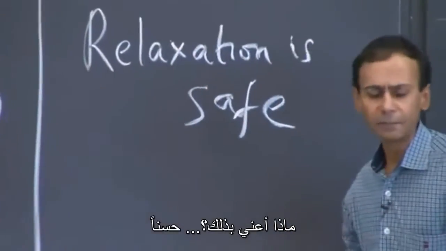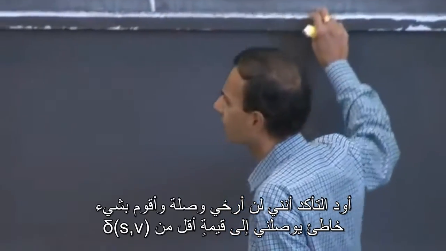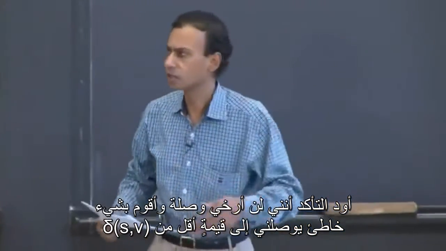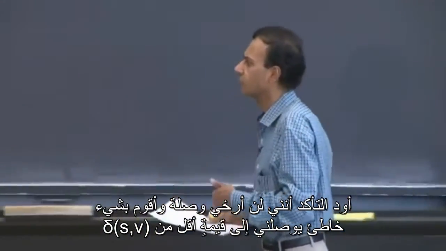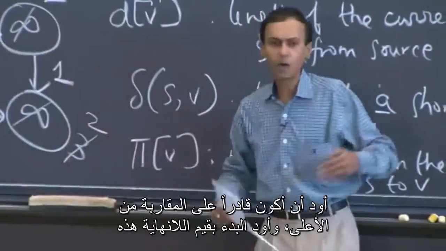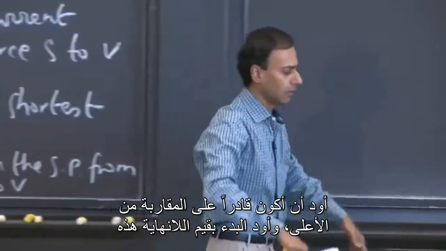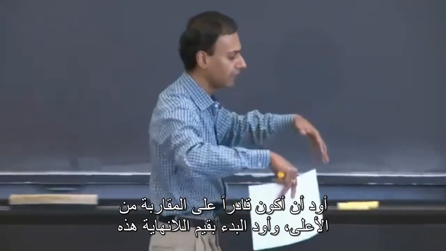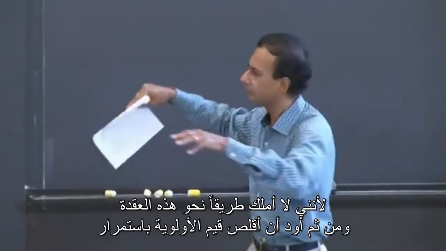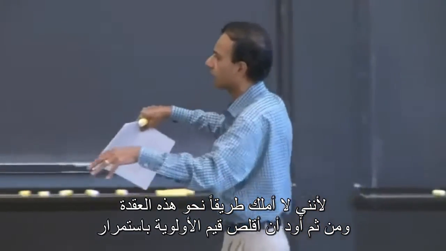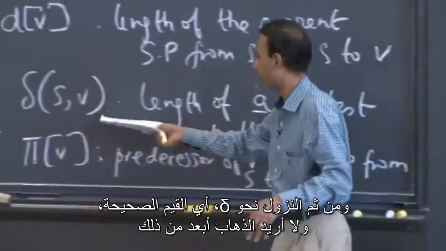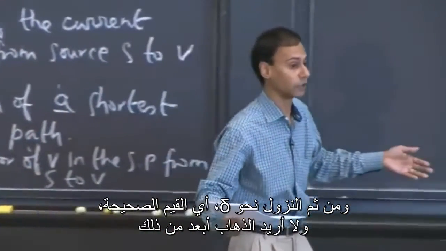What do I mean by that? Well, I want to make sure that I never relax an edge and somehow do something wrong which gets me a value that's less than delta SV. I want to be able to converge from the top. I want to start with these infinity values because I don't have a path to this particular vertex, and continually reduce the values of the priorities and then get down to delta, the correct values, and I don't want to go any further, all right?